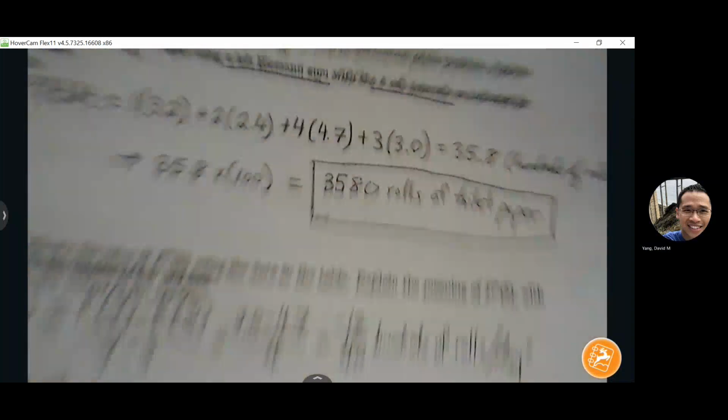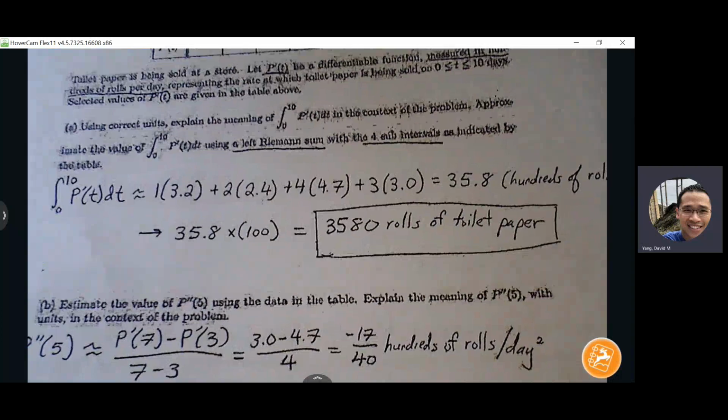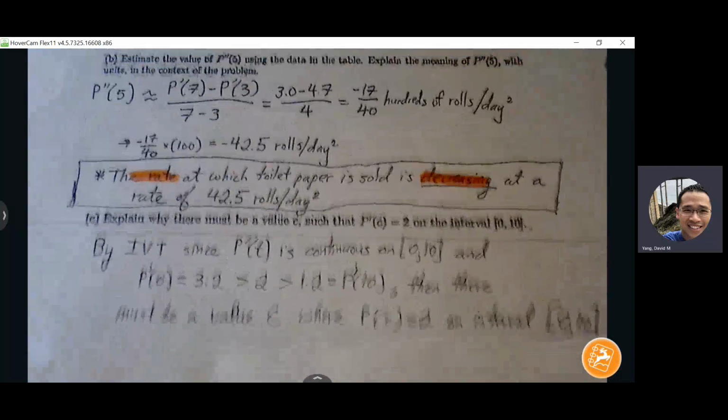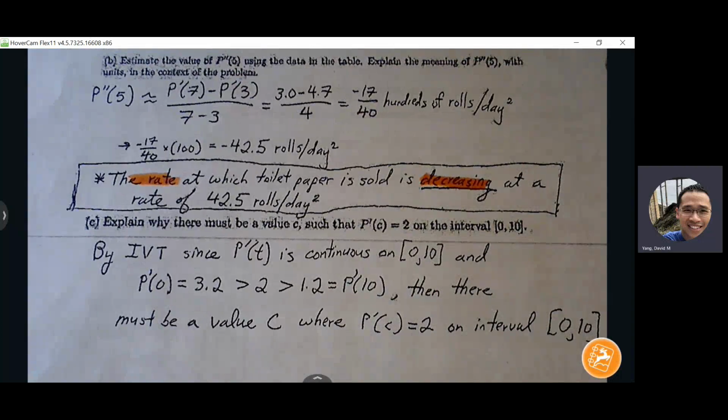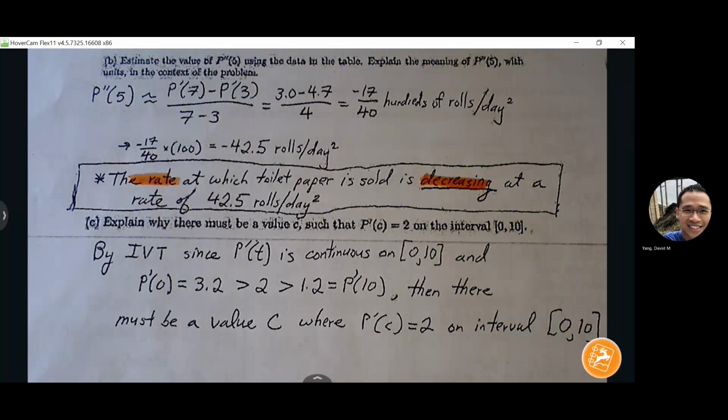IVT. Yeah. So IVT doesn't have any calculus method involved because we don't need to do the slope. We don't have to take the derivative. We just have to say that whatever target number you're looking for, we can guarantee it because we see a value above 2, we see a value below 2. They're coming from 0 and 10. So we know that there must be a value where P prime is equal to 2 on that interval from 0 to 10.